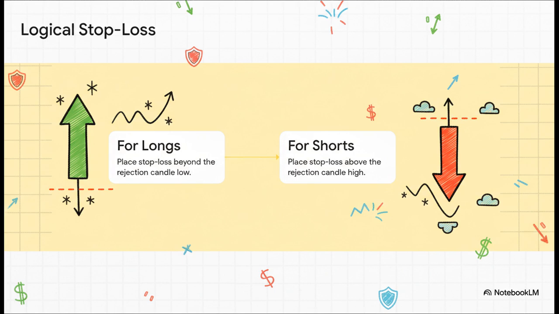If you're going short, it goes just above the high. That's it. This gives the trade the breathing room it needs to actually work out.